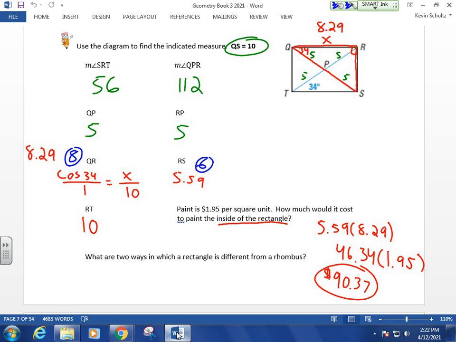And then lastly, what are 2 ways in which a rectangle is different from a rhombus? We've talked about, well, one way. The diagonals are congruent for a rectangle. Rhombus, they are not. In a rectangle, your 4 right angles are in the corners, whereas in a rhombus, they're in the middle where the diagonals intersect. Rhombus has 4 congruent sides. Rectangle doesn't. Rectangle has 4 right angles. Rhombus doesn't. Lots of things that you could put down for that. A lot of similarities, a lot of differences as well.